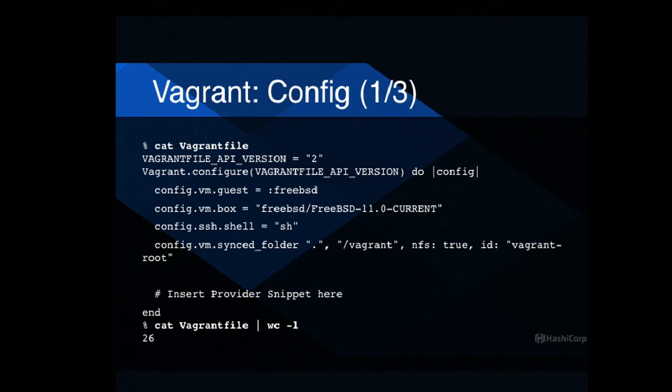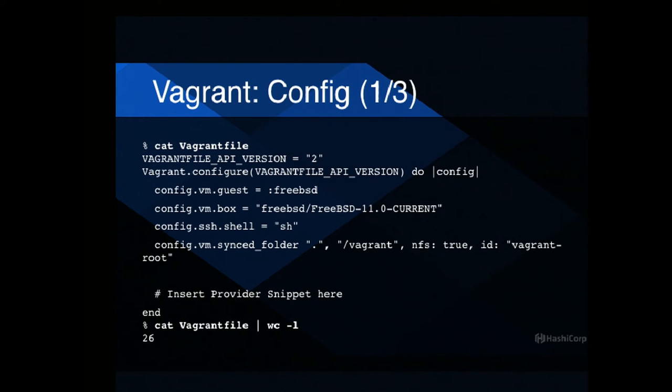So we've got a Vagrantfile. In this, we've specified the API version, which is an interesting artifact of history. But we're specifying a FreeBSD guest, FreeBSD 11, that's, you know, dogfood, what's current, right? Set up a synced folder so that you share the Vagrantfile mount point inside of the guest with your local current directory for wherever this Vagrantfile is. Use NFS, that works. And then we're going to put some provider snippets.